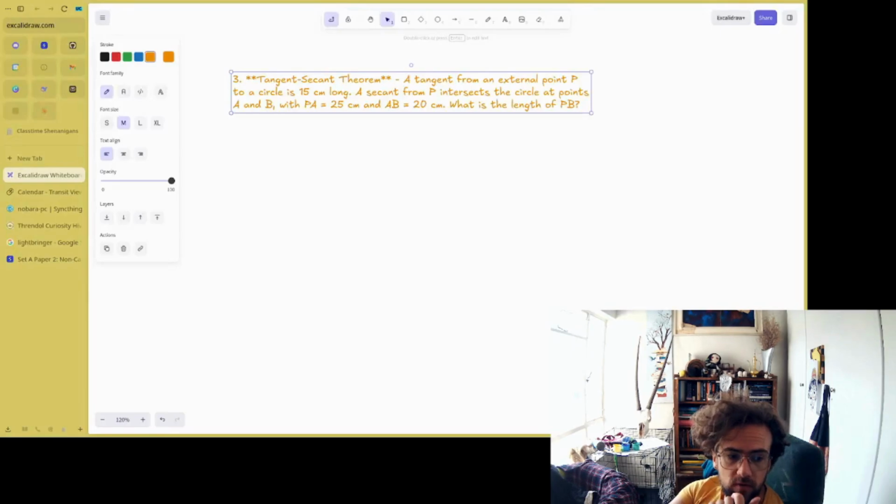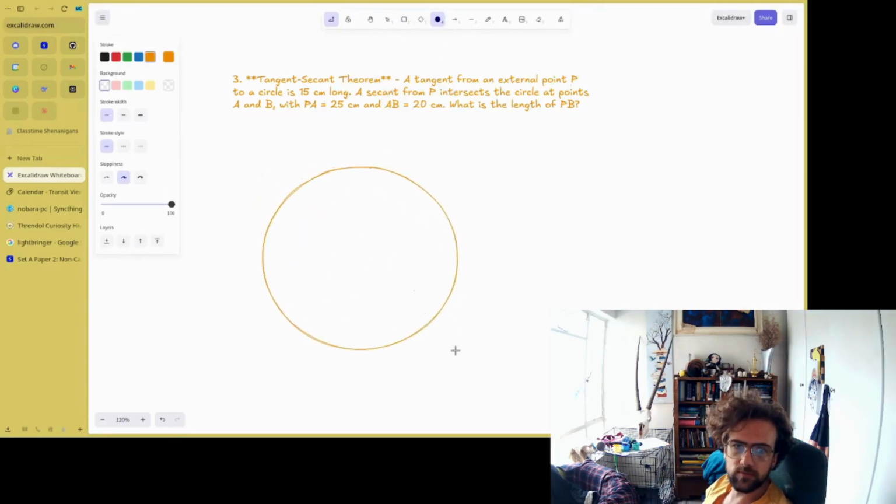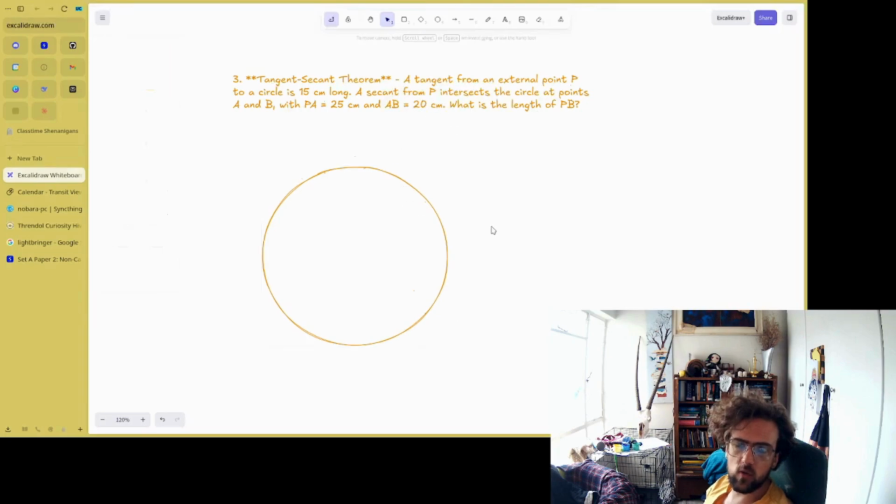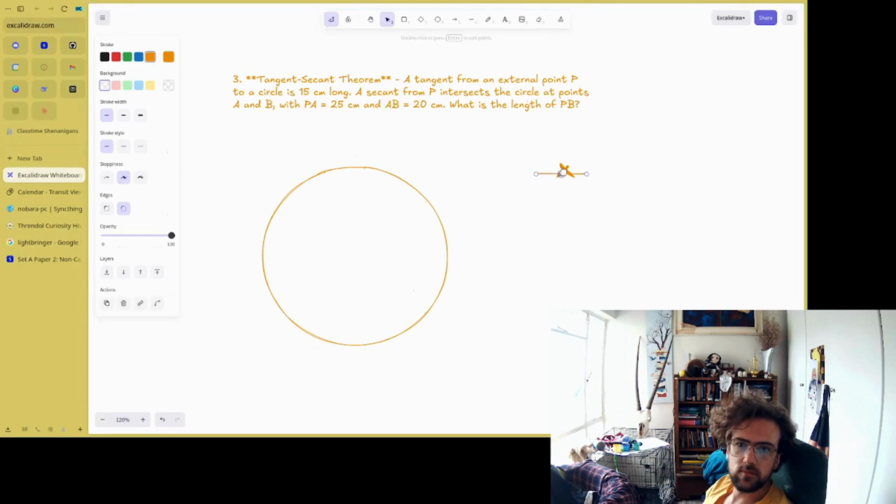So if we look at this one, a tangent from an external point P to a circle is 15 centimeters long. So let's just draw a random circle. It's not about the drawing, it's about the calculation. So our external point, we're going to make it over here. From this point to there is 15 centimeters, right?